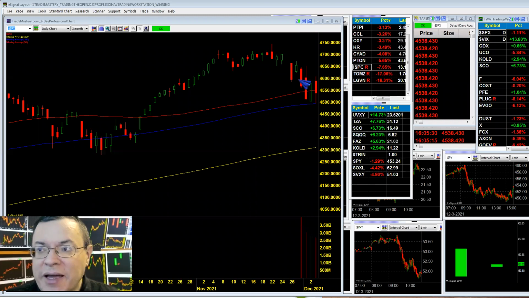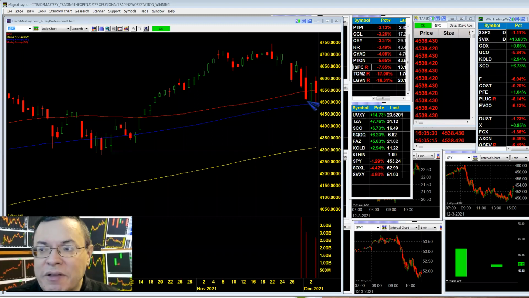Now we are currently right at the 100 simple moving average, near that critical 4,500 level in the S&P. I'm looking to continue to sell the market if we get under that support, if we continue on down here to 4,450 and beyond to the downside.